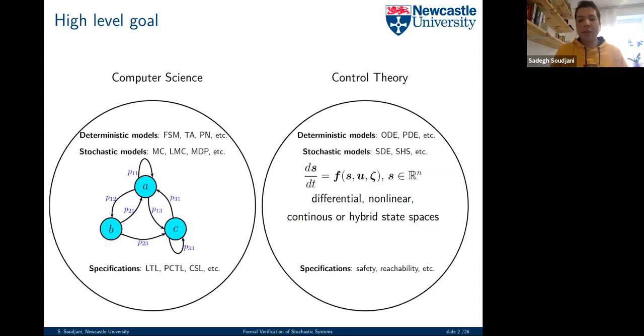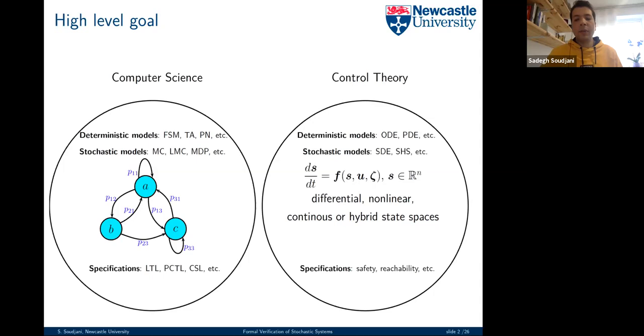So in my research, I try to bring these two closer to each other. I try to use techniques and concepts developed in computer science to check complex specifications on top of differential equations or difference equations with continuous state spaces. So there is a need for these two communities to come closer to each other with respect to the richness of the class of specifications and the richness of the class of models they are interested in studying.